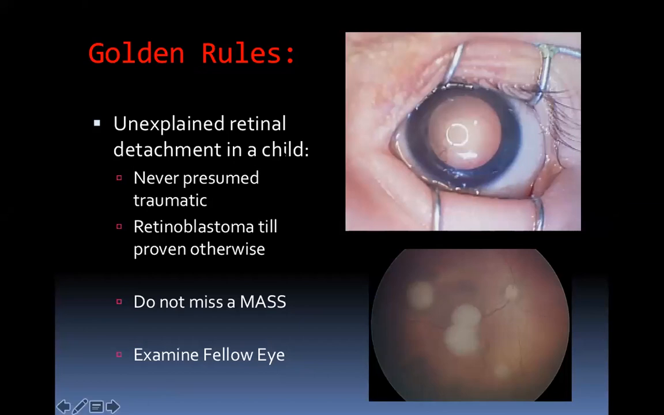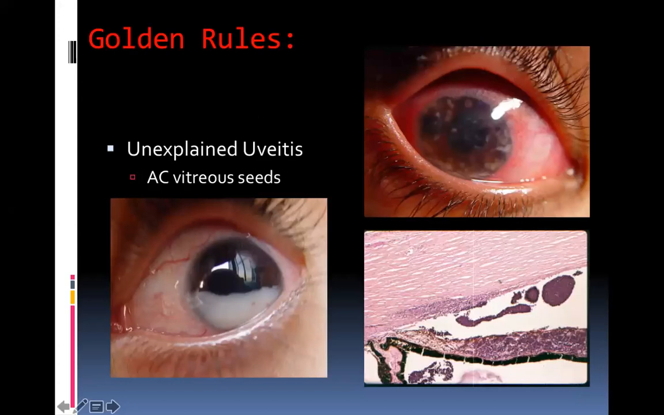So we have an unexplained retinal detachment in a child. Never presume that this is traumatic. Oftentimes, the mother would come and say, yeah, the child is out of control and he always fights with his peers and maybe he's been hit. Remember that trauma that would induce a retinal detachment would induce a lid ecchymosis, a conjunctival ecchymosis, a subconjunctival hemorrhage, and many other things. Retinoblastoma is on the top of the differential. Do not miss a mass and examine the other eye. Sometimes we can find a small peripheral tumor that would help us in identifying retinoblastoma.